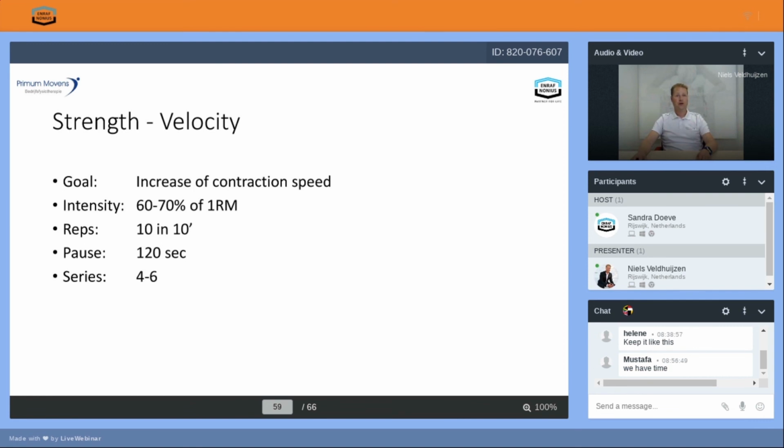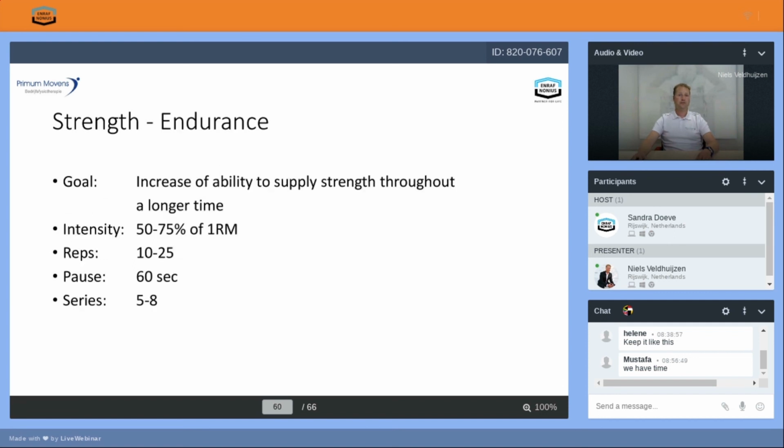When you talk about strength velocity, that is focusing on increase of contraction speed. The goal is to move in a quicker way. 60 to 70% of the 1 repetition maximum, you do, for example, 10 repetitions in 10 seconds, or you can do 10 repetitions in 5 seconds, which means that you have to move quicker. You give 2 minutes pause because it's more intense. People need to recover more from this kind of training, and you do 4 to 6 series.